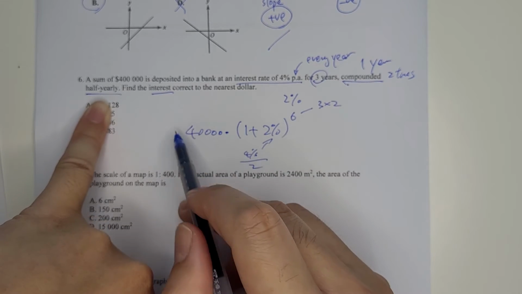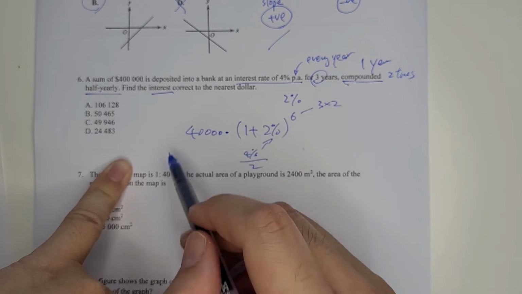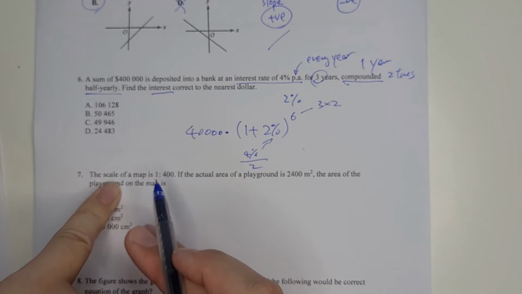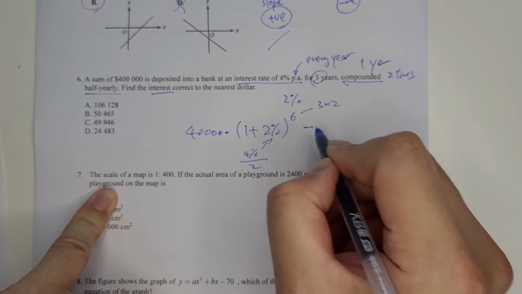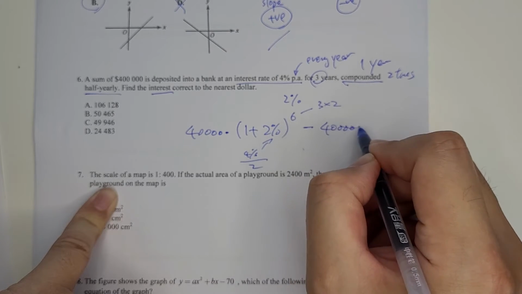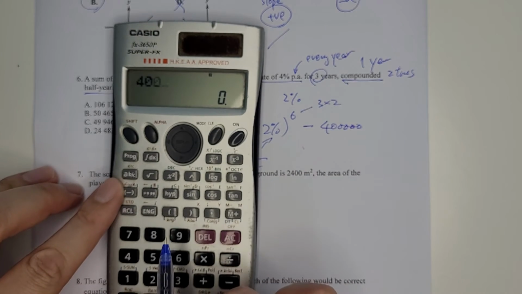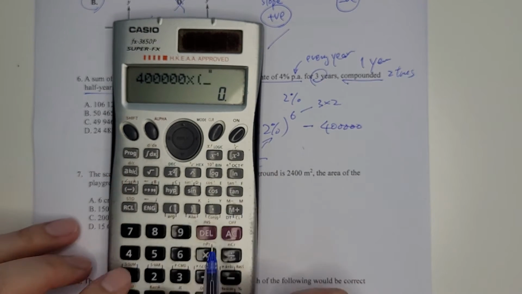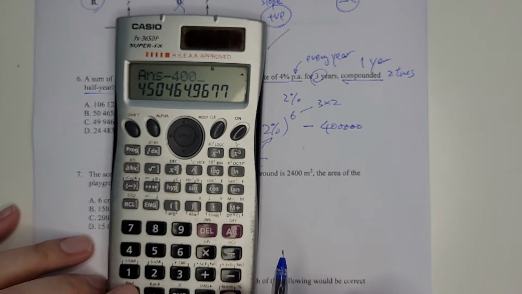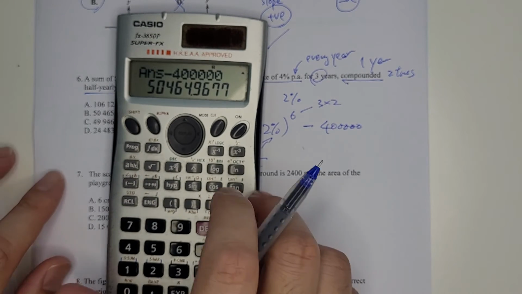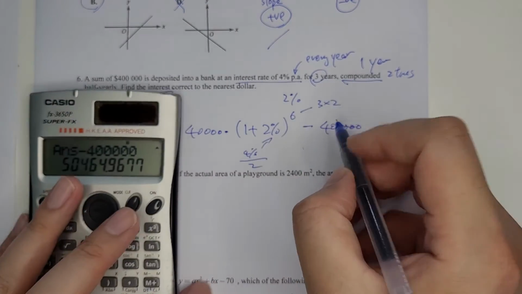That's what we call the amount, the principal plus the interest. But we just want the interest, so we need to minus the principal. Use a calculator: 400,000 times 1.02 to the power 6 minus 400,000. You will get this one, 50 something. So the answer is B for boy.